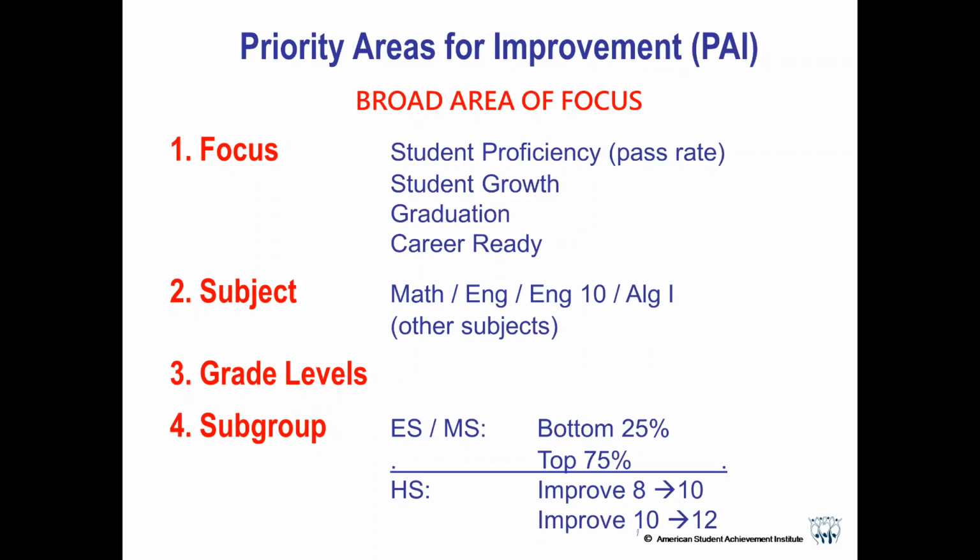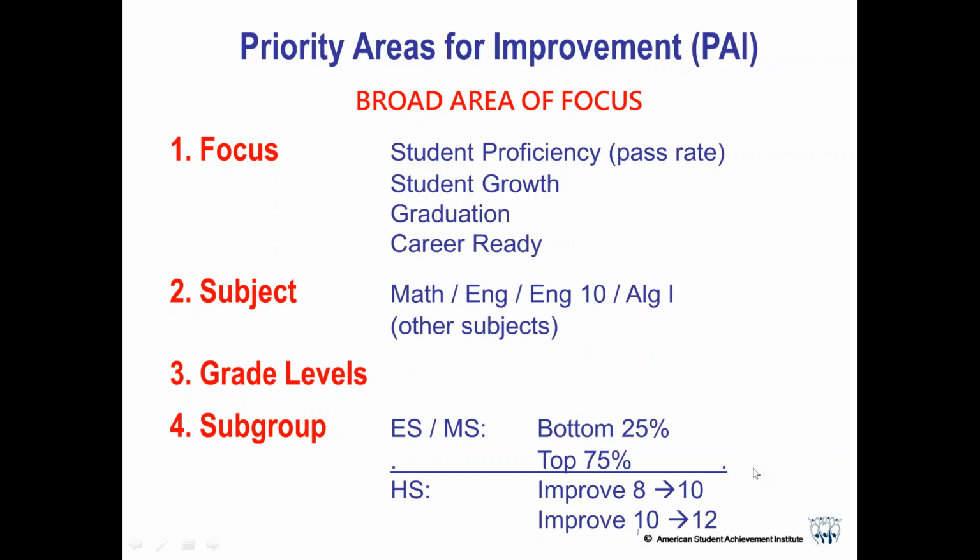And what subgroups or focus areas? So is this a broad area of improvement goal for the bottom 25% of the kids, or is this a target you have for the top 75%? Or in high school, are you looking for improvement between 8th grade and 10th grade, or 10th grade and 12th grade? So when you define your broad areas, these are the kind of questions that we will ask you, and you'll come up with a PAI.